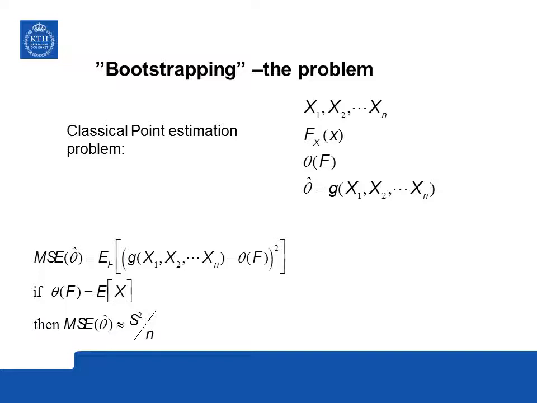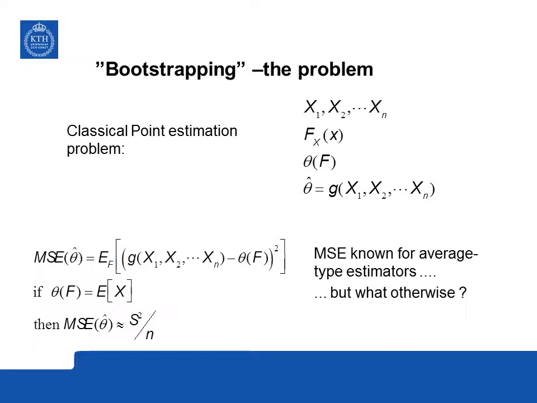Then we know that the error is Gaussianly distributed, and the mean square error can simply be estimated by the sample standard deviation. We know that the Gaussian distribution is completely described by its average and variance, and if you have an unbiased estimator, the average is 0. So the only thing we need to know is the standard deviation, and that can be estimated by S. But for other types of estimators, it's not obvious how we should do this calculation of the mean square errors.